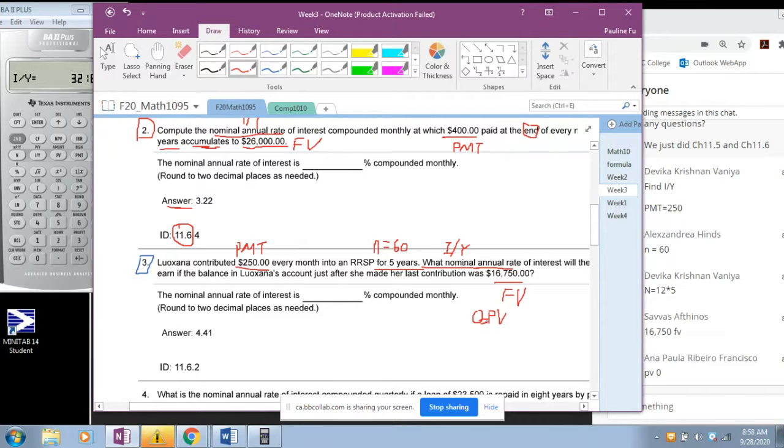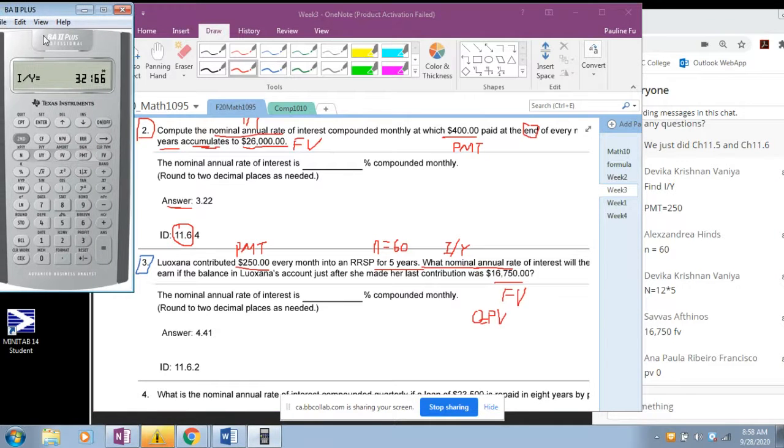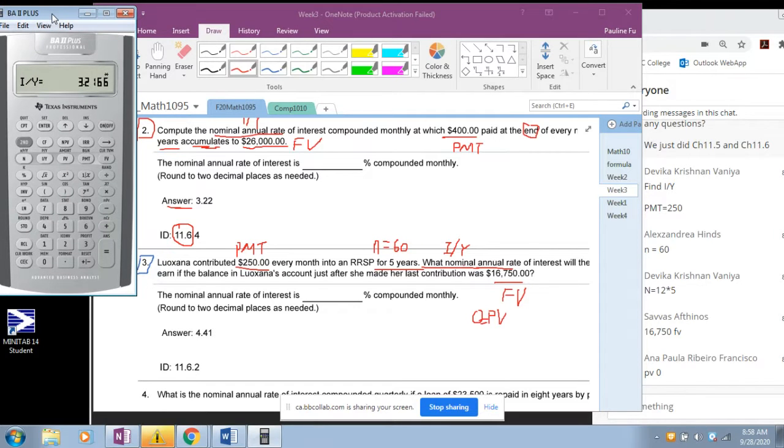Remember, to find interest you only have the calculator. You don't have a formula. So now you see my calculator is here. What do I do with my calculator?